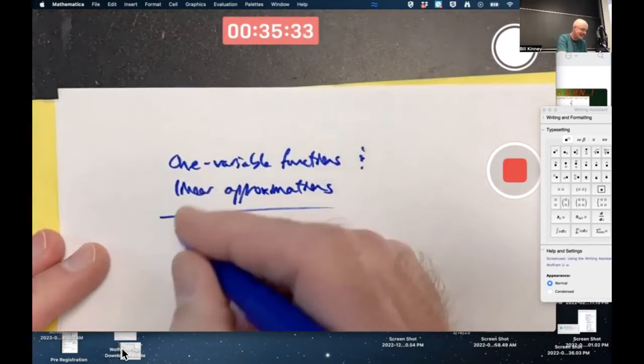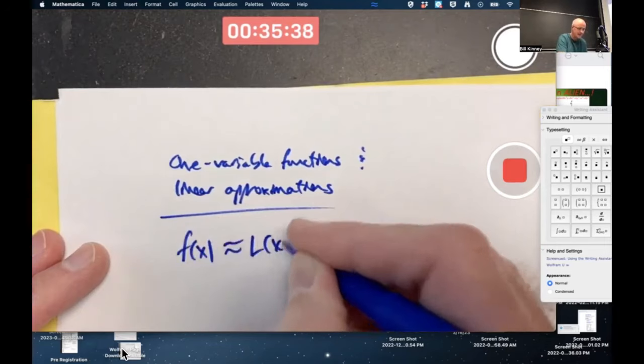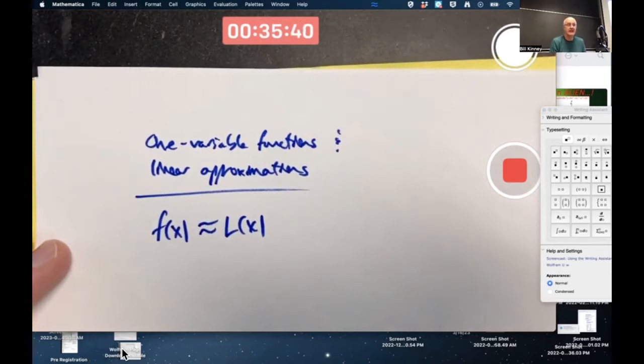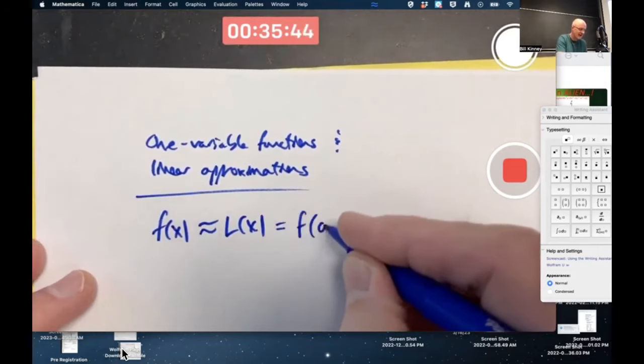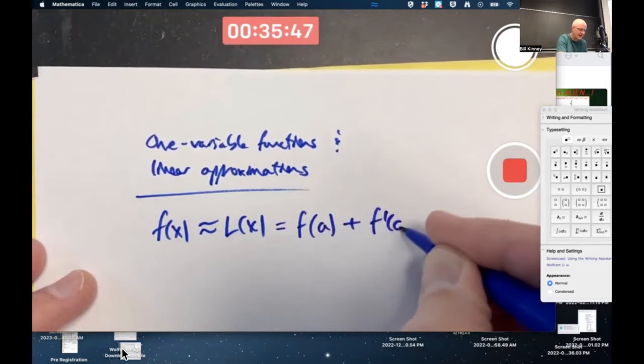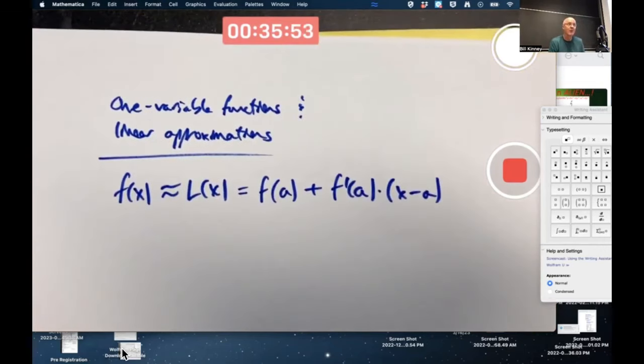The formula is f of x is approximately L of x, L standing for linear. And the formula for L of x is f of a plus f prime of a times x minus a. I keep writing this equation over and over again. What is a? A could be lots of different things. Oftentimes it's 0 in many applications. Oftentimes a is 0.